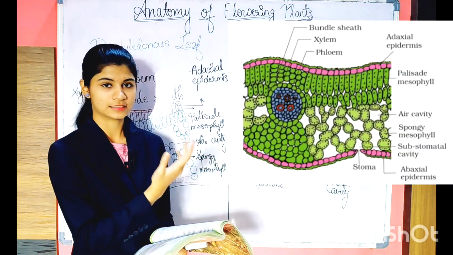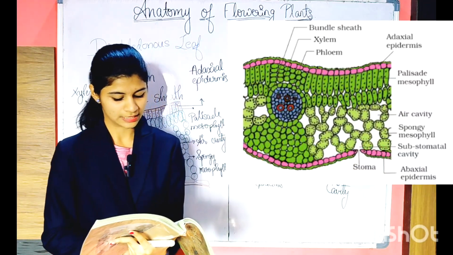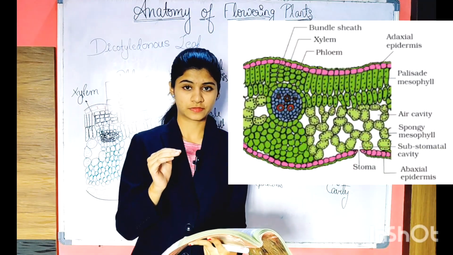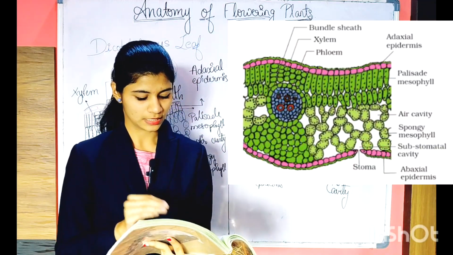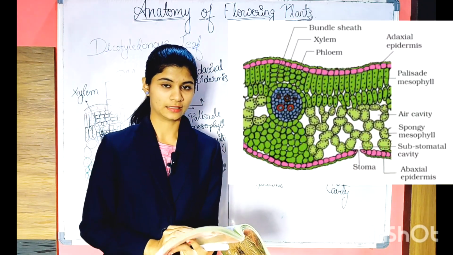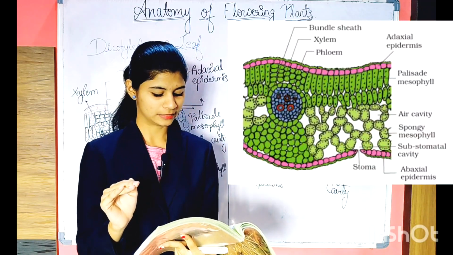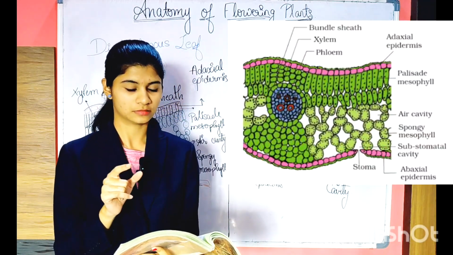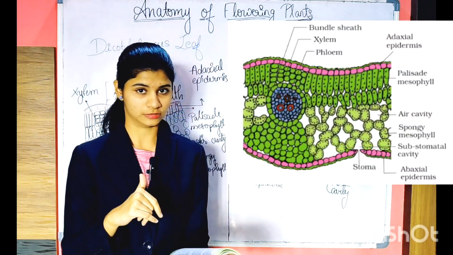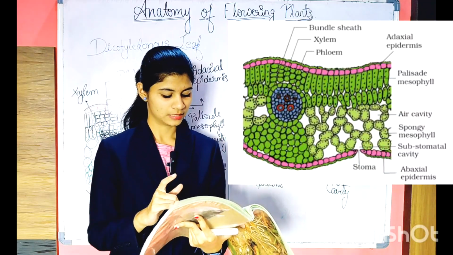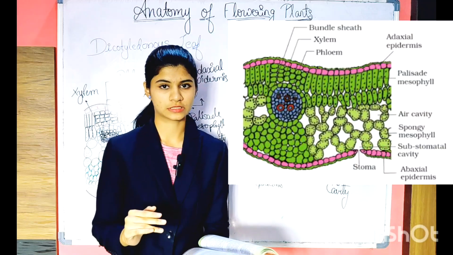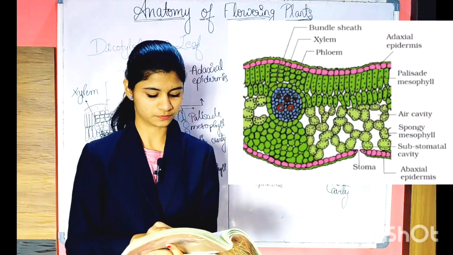Now, looking at this structure, the epidermis covers both the upper surface and the lower surface. The upper surface is also known as the adaxial epidermis, and the lower surface is known as the abaxial epidermis. There is a lot of difference between adaxial and abaxial. Adaxial means the upper surface and abaxial means the lower surface. This you have to understand first. Do not make mistakes in your exams.